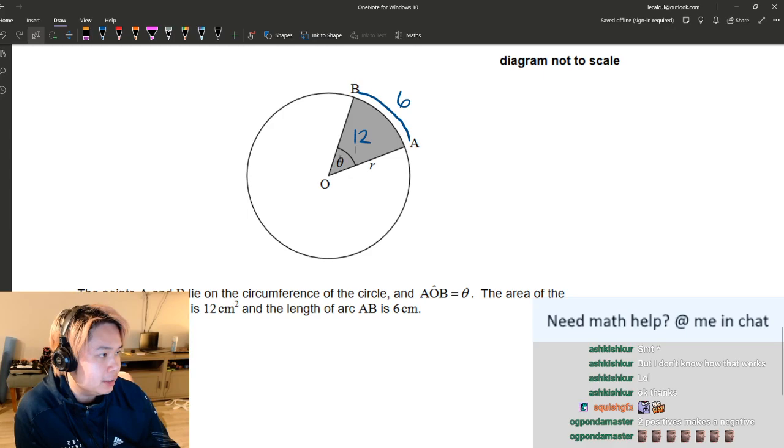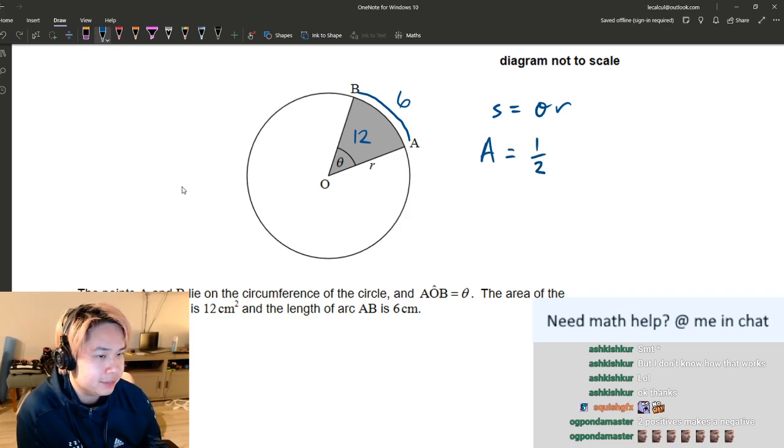So we have two variables. We have two sets of information, the arc length and the area. This basically creates a system where we can solve for R. So the arc length formula is just theta times R. And then the sector area formula is 1/2 I think theta R squared.